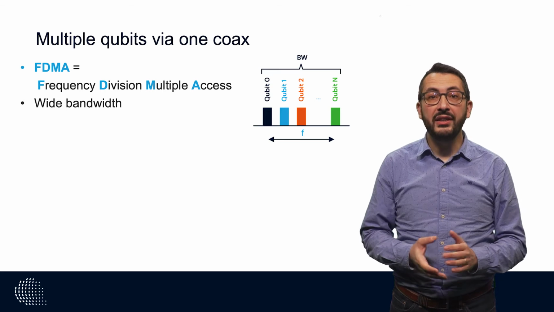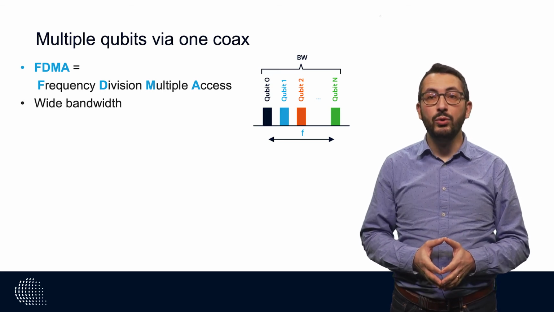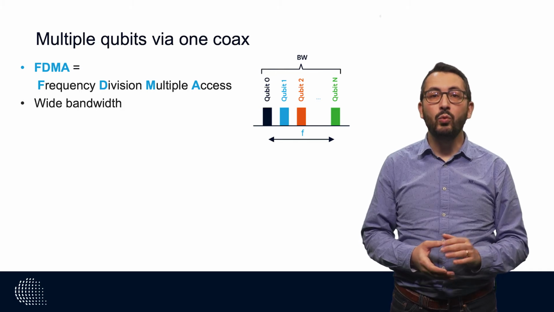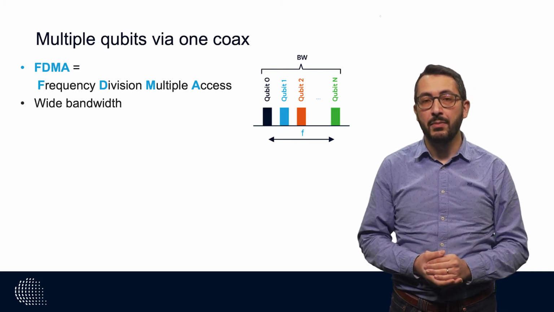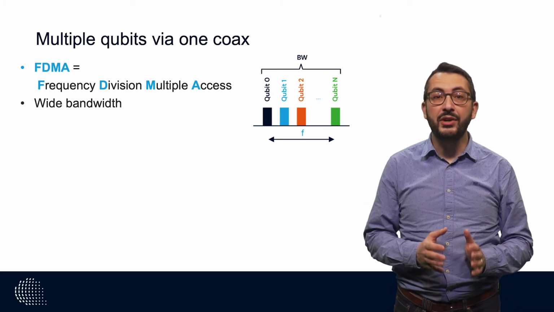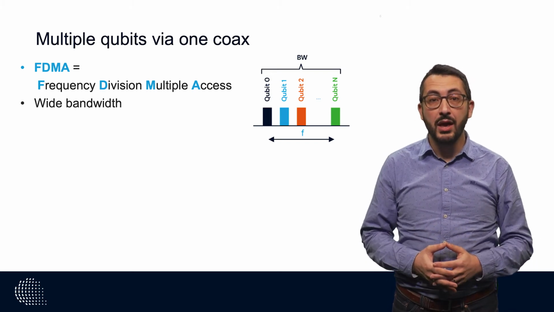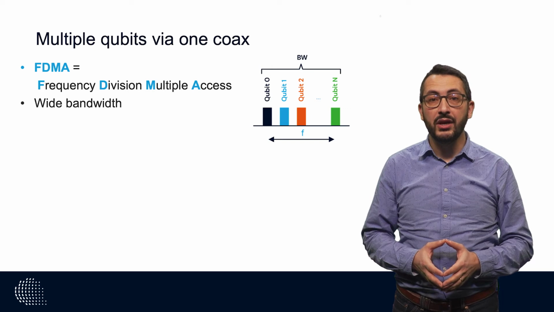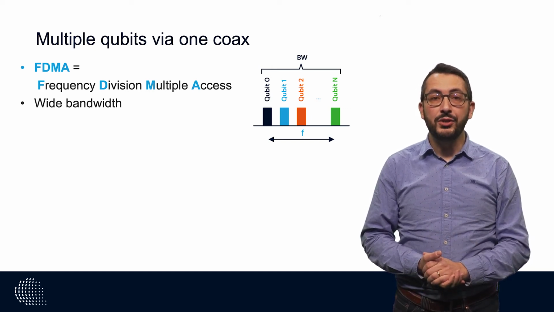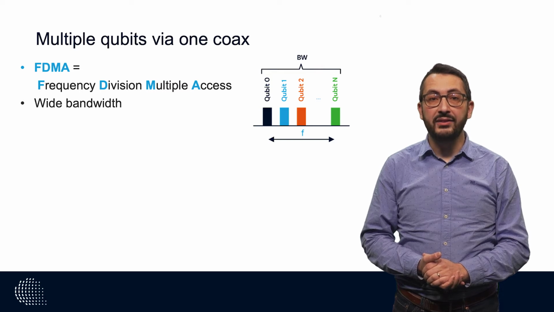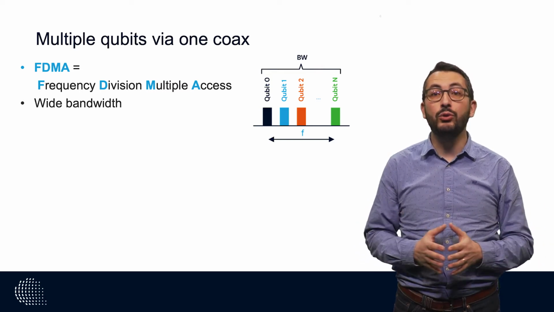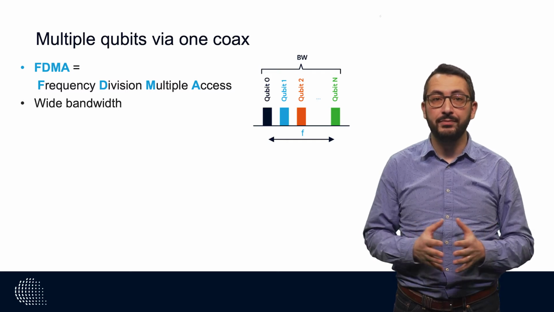Now, we have an architecture that can be used to drive multiple qubits via one single coaxial cable. But what are the challenges in this implementation? First of all, this kind of approach is called FDMA, Frequency Division Multiple Access, because we are using multiple frequencies to propagate signals for different channels. Now, the first challenge is that we need to provide a wide bandwidth to be able to feed all our n qubits into the coaxial cable, as we have seen before.